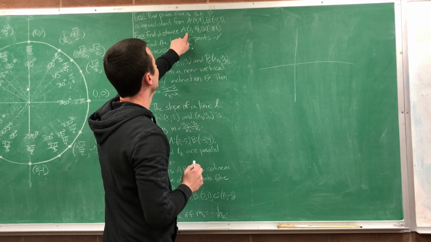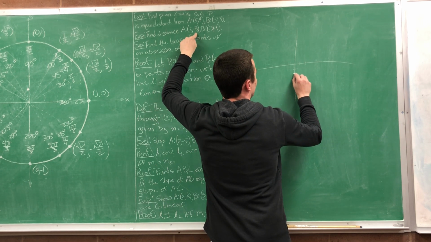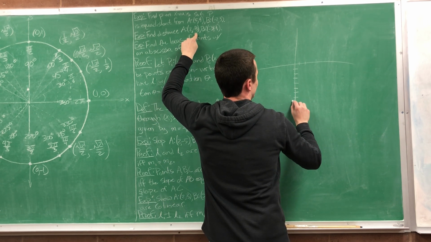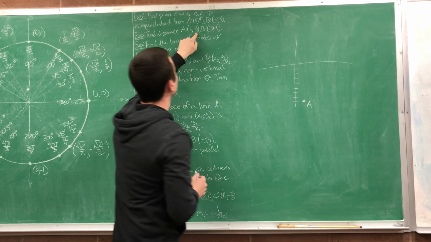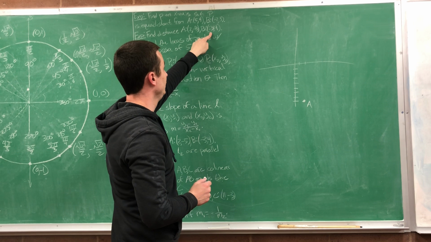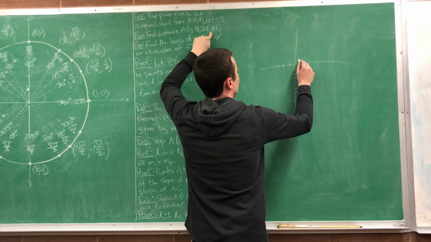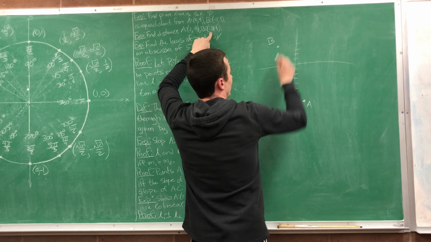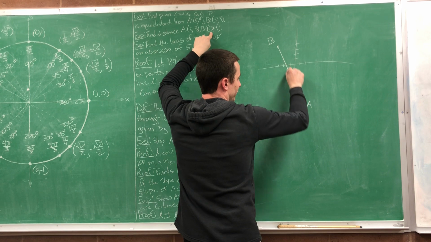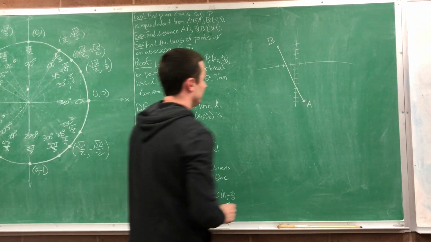Really rough picture. A is 2, negative 8. So 1, 2, 3, 4, 5, 6, 7, 8. So here's our point A. B is negative 3, 4. So 1, 2, 3, 1, 2, 3, 4. Here's B, very roughly speaking. We're looking for the length of this line segment, right? Okay, how do we calculate that?